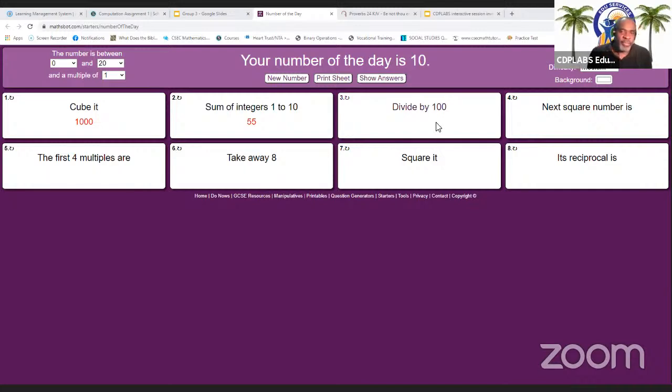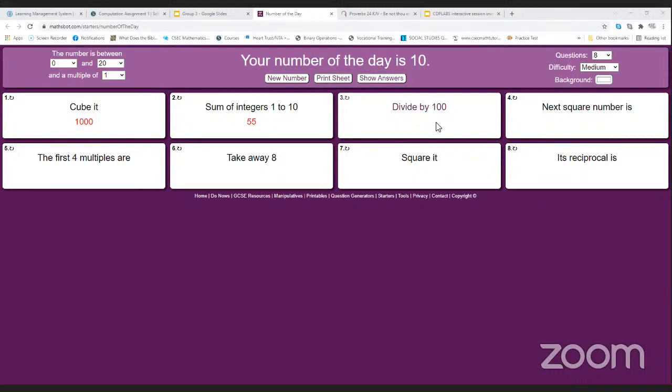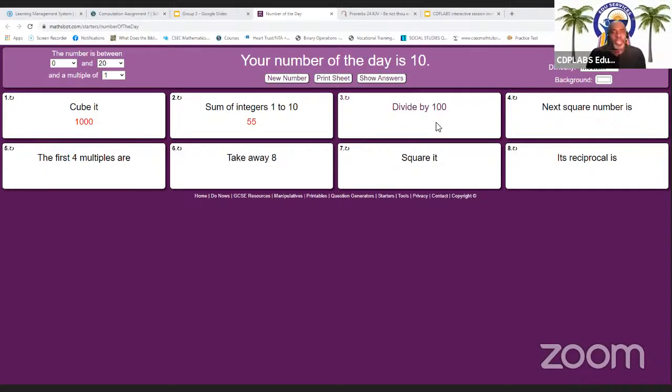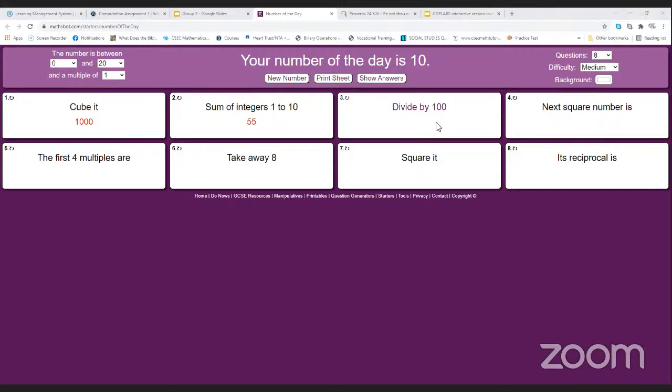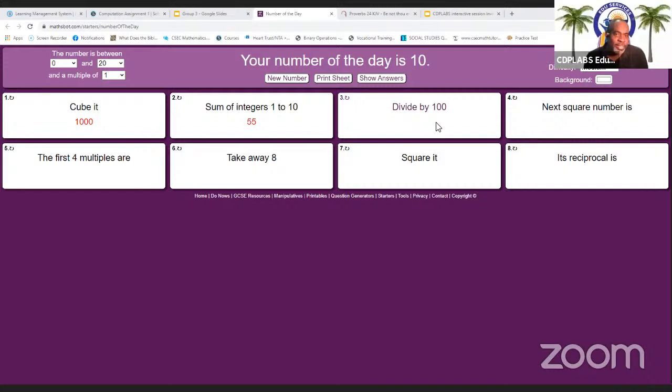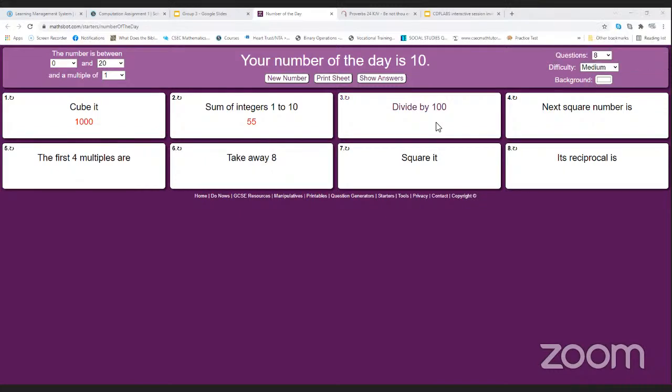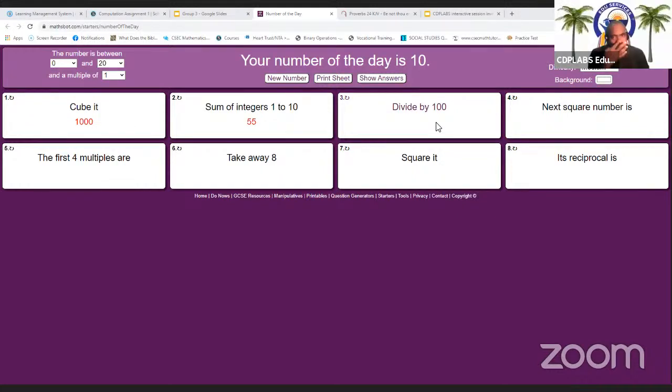The number of the day, 10 divided by 100. You can raise your hand or type in the chat. Anne-Marie, go ahead. What's the answer, Anne-Marie? 10? Well, no, it's not 10.